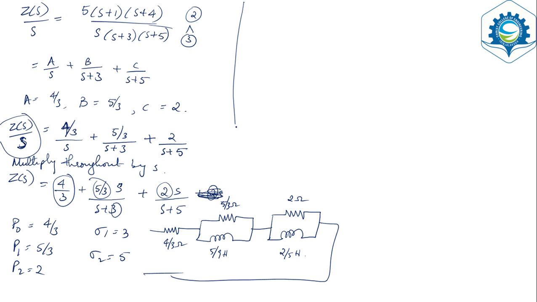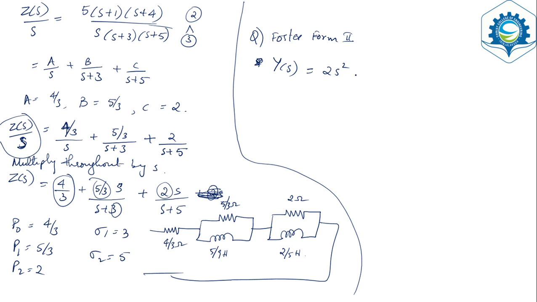Now, as a small work, you can find out the Foster form 2 of the particular network given over here. While finding out the Foster form 2, you always have to use Y of S. And fortunately, in our question, Y of S is already directly given to us. So you can write down.